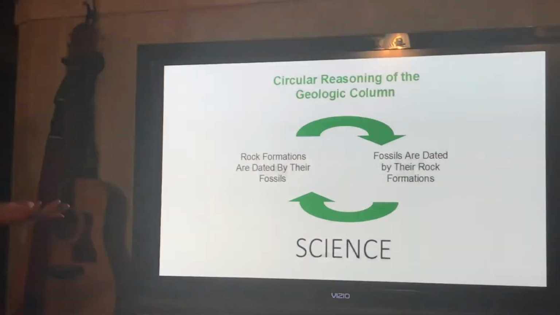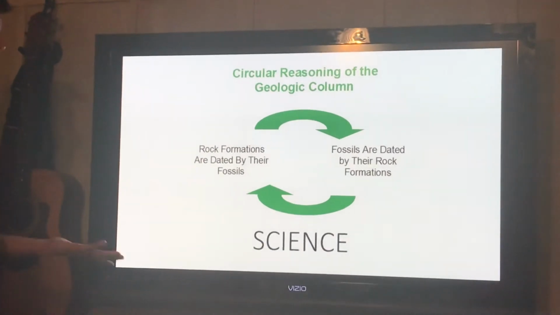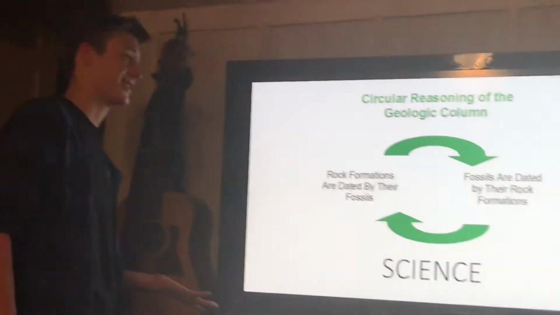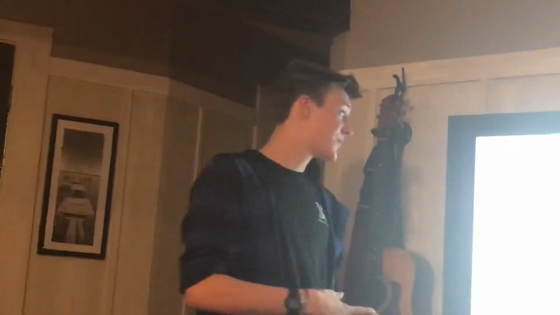In science, rock formations are dated by their fossils. Fossils are dated by their rock formations. You see it here. It's just completely reversing. It's using the conclusion as the premise. Scientists are saying that because dinosaurs must have lived billions and billions of years ago, these fossils that we found in the shape of dinosaurs must have been from billions and billions of years ago. They've come to that conclusion.